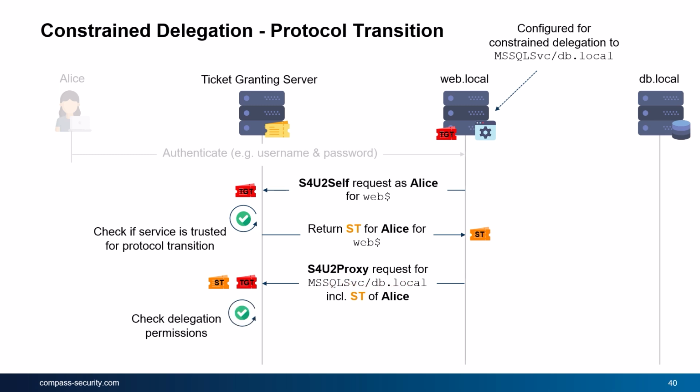Again, the KDC will check if everything is in order, specifically if the delegation permissions allow this form of delegation. So this SPN here must be in the target list of allowed delegation targets on web.local. And again, if this is okay, the KDC will return the new service ticket for Alice, which is now intended for the backend system db.local. And with that, the delegation system web.local will then be able to connect to db.local in the name of Alice.